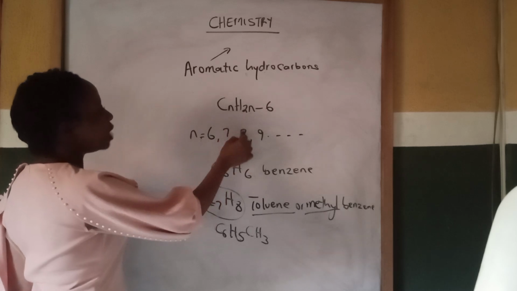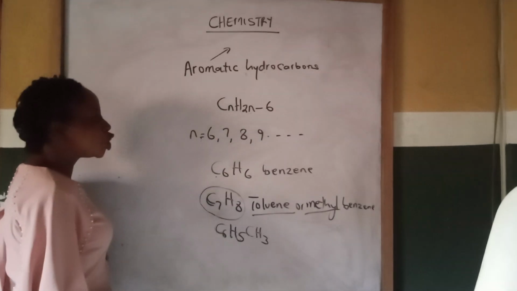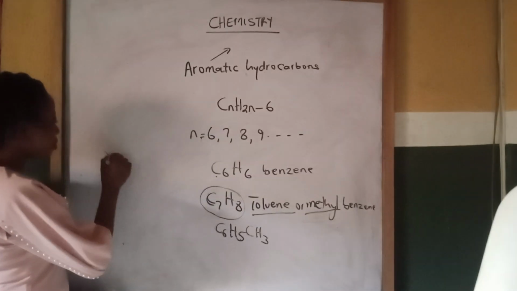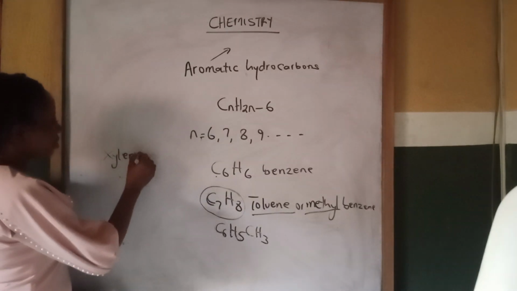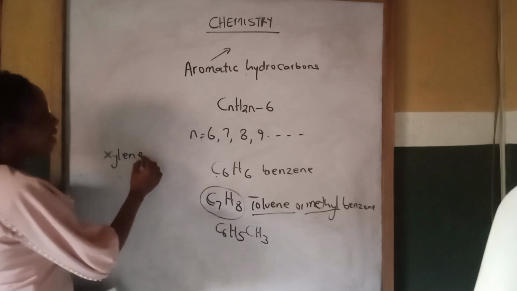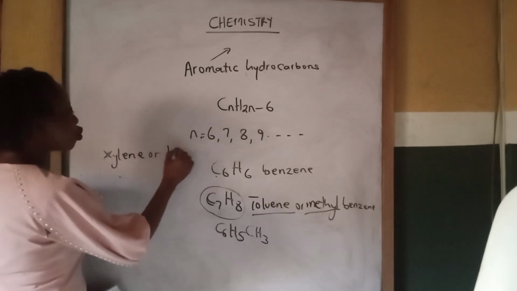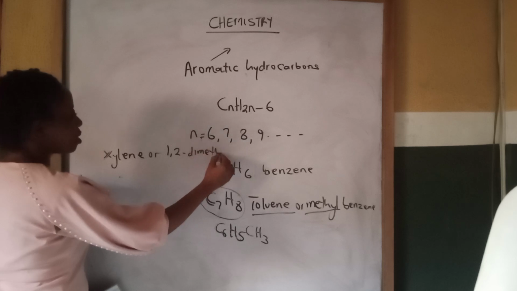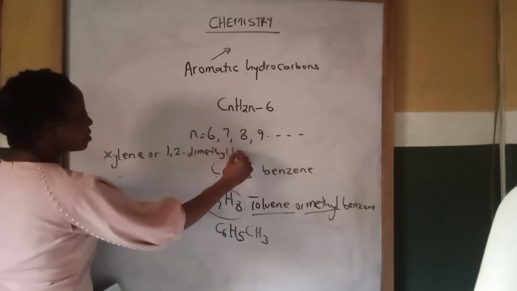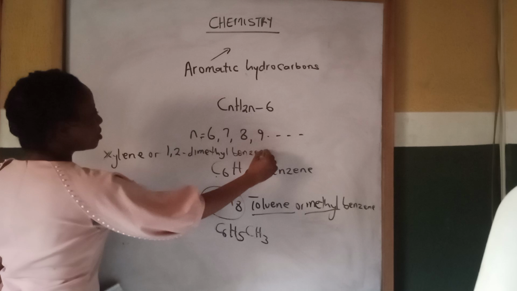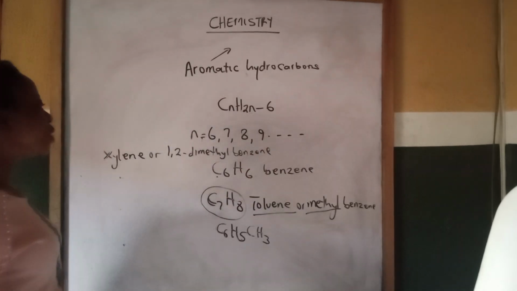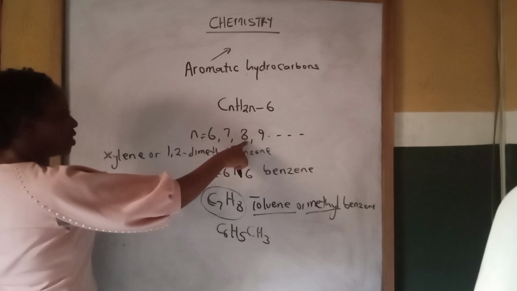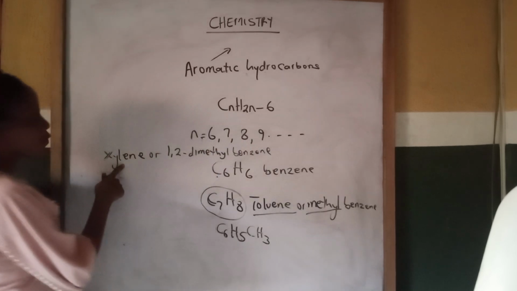When you replace n with 8, it gives you the molecular formula for xylene. Xylene is also known as 1,2-dimethylbenzene. So let me replace n with 8 to get the molecular formula for xylene.